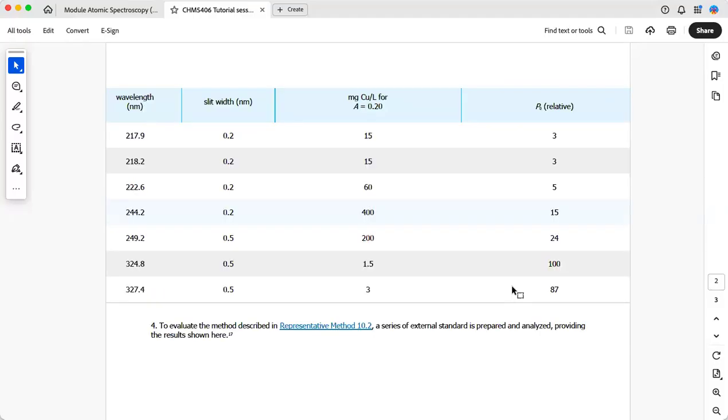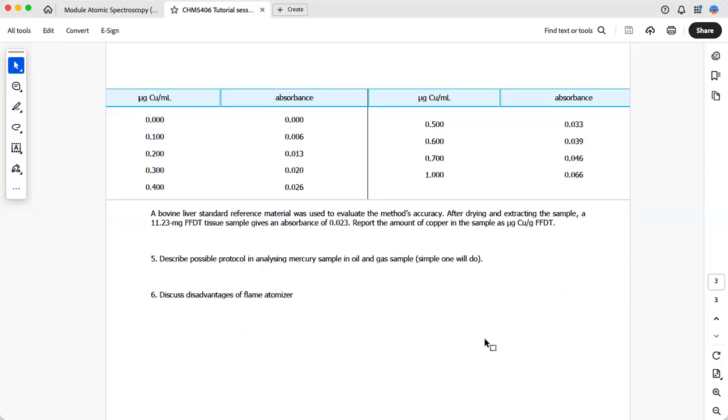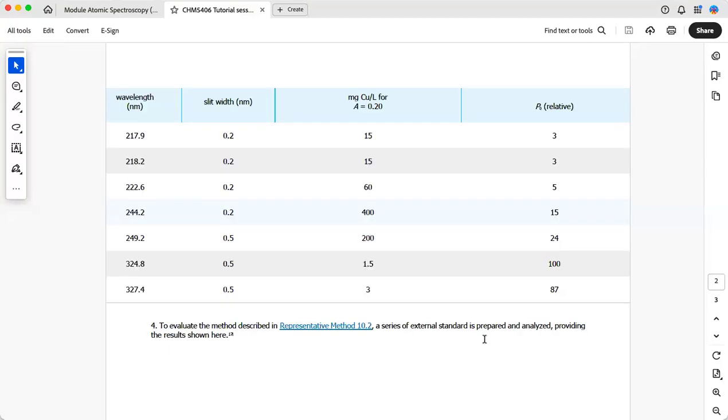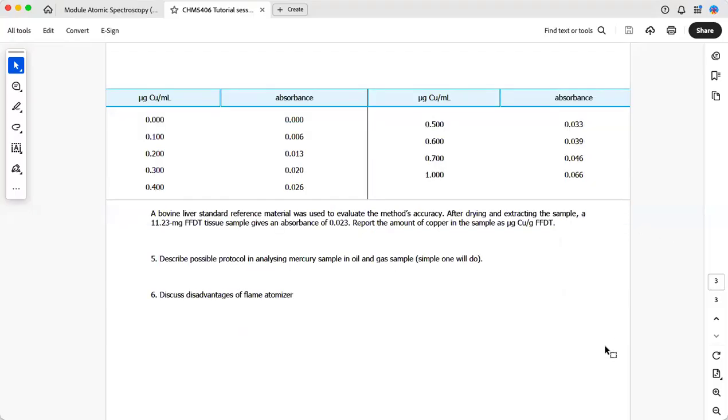There, okay, so why is it not moving? Just a moment, yeah. Where is the next question?